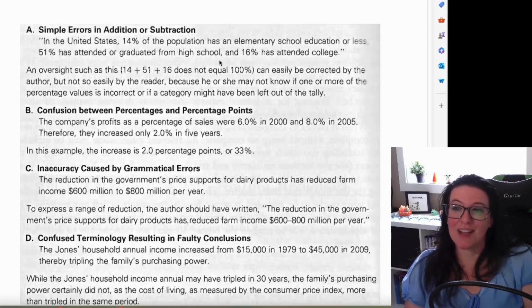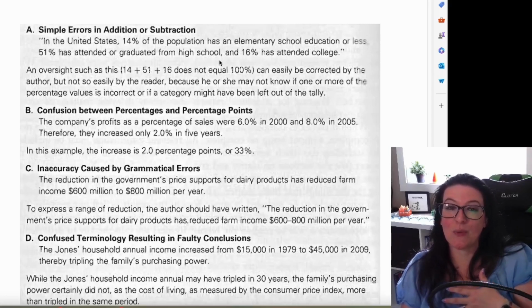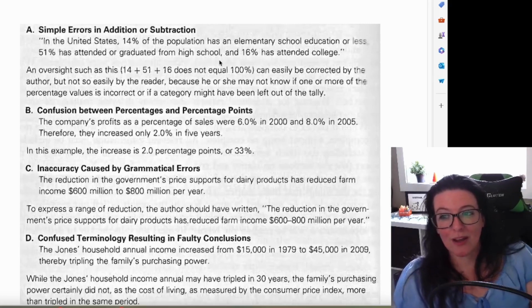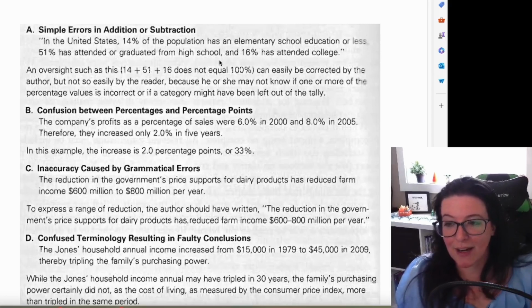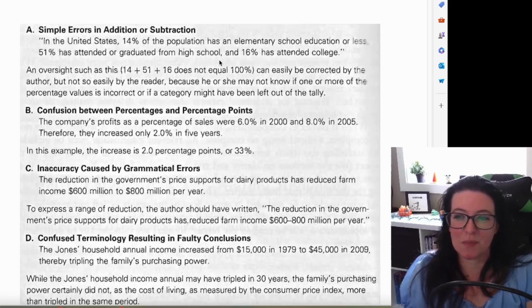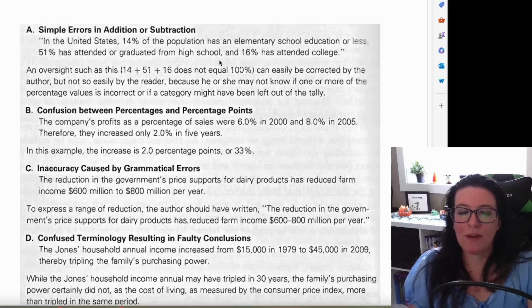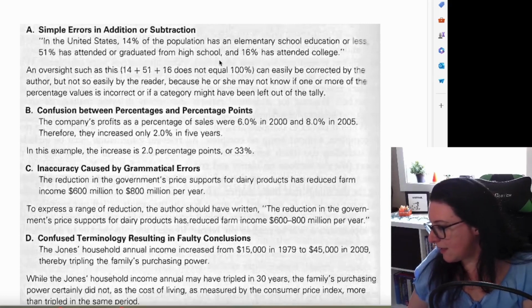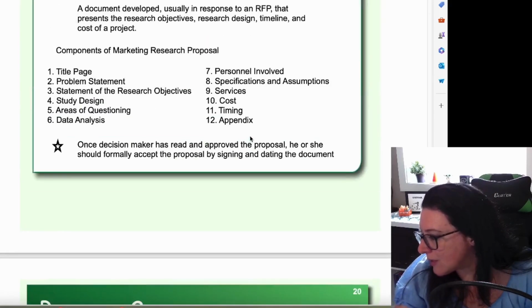So how much did the cost of living increase? Because are they really able to buy more than they were 30 years prior? Or are you worse off if inflation has been more than that? So we want to be very clear and concise in the way that things are framed.